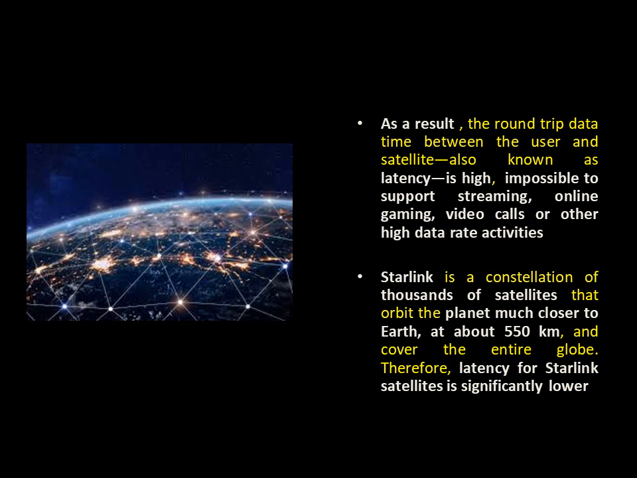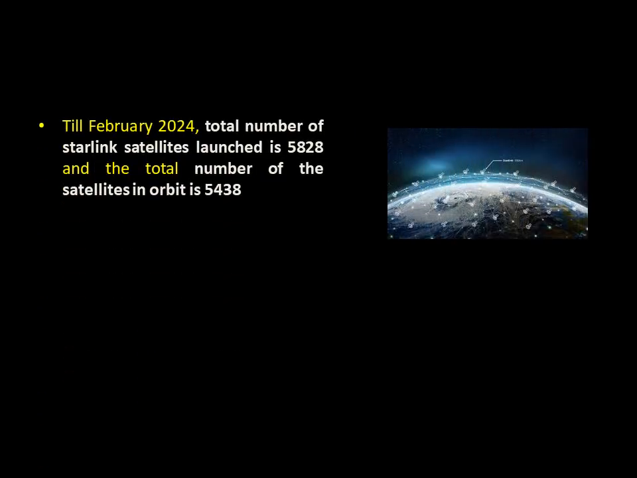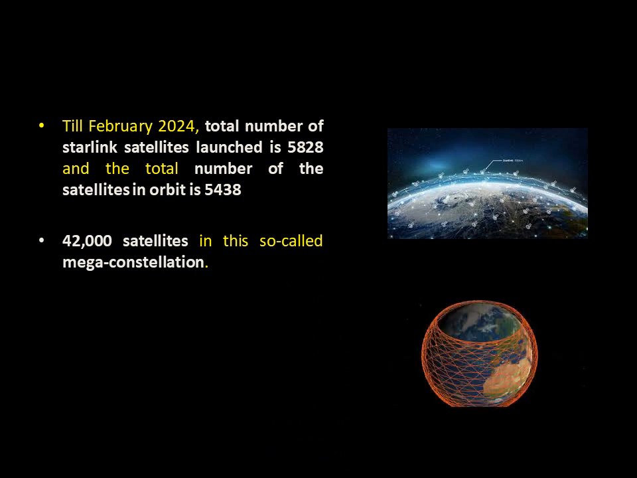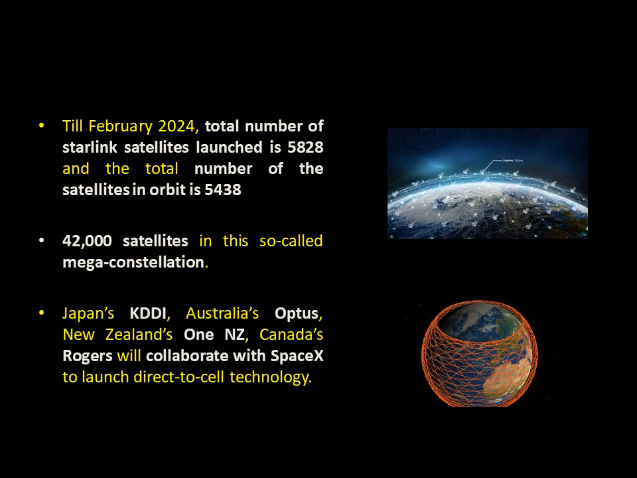Starlink is a constellation of thousands of satellites that orbit the planet much closer to Earth at about 550 kilometers and covers the entire globe. Therefore, latency for Starlink satellites is significantly lower. Till February 2024, total number of Starlink satellites launched is 5,828 and the total number of satellites in orbit is 5,438. A Starlink satellite has a lifespan of approximately 5 years, and SpaceX eventually hopes to have as many as 42,000 satellites in the so-called mega constellation.